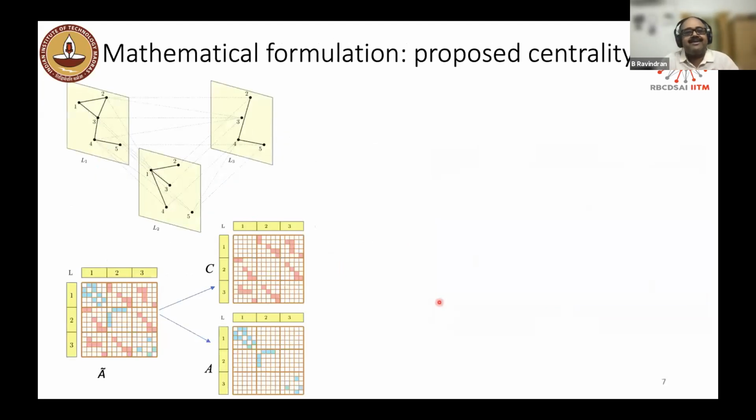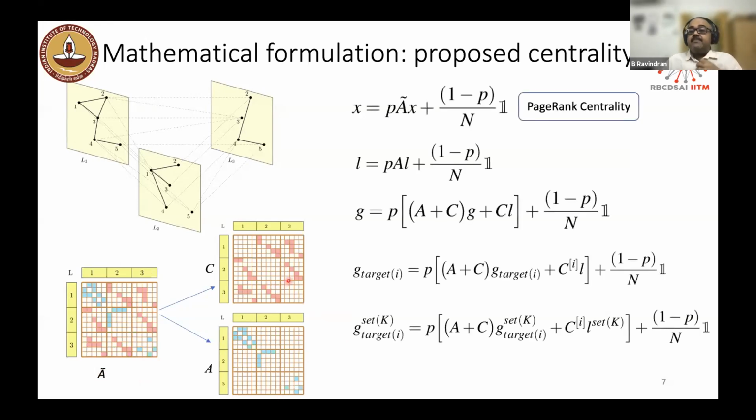Moving away from the biology side, you can think of the multi-layer network as being represented by a block matrix, where the block diagonal elements are the intra-layer edges, and the off-diagonal elements are the interlayer edges. The overall adjacency matrix is denoted by A tilde, and if you're doing PageRank, it's defined with respect to A tilde. But we look at both the intra-layer connections and the interlayer connections separately. And then we define multiple notions.